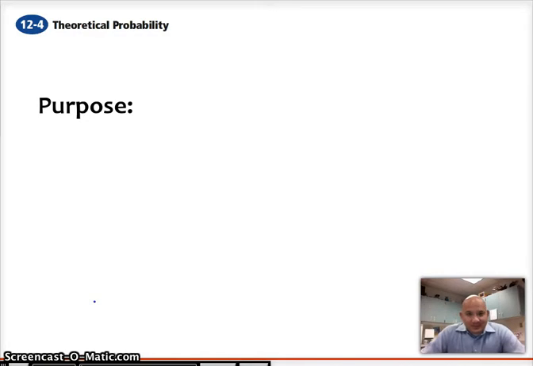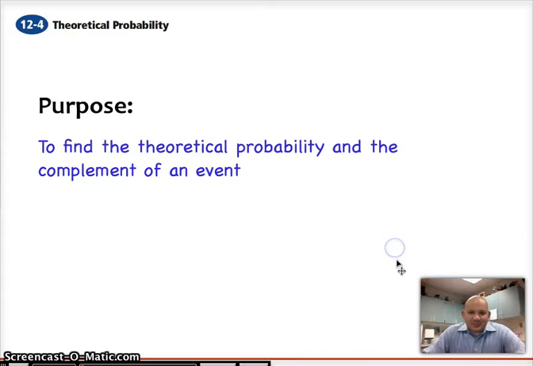Anyway, today's lesson is lesson 12-4 on theoretical probability. This will be our fourth lesson on probability. And let's go ahead and take a look at our purpose. Our purpose is to find the theoretical probability and the complement of an event.